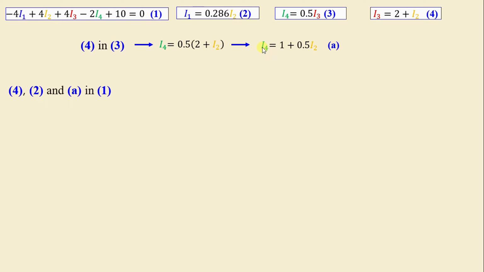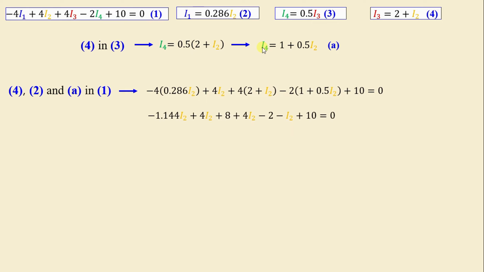Let's move on now by substituting equations 4, 2 and A in equation 1. We derive one equation in terms of I2. If I continue simplifying this equation, we obtain -1.144 I2 + 4I2 + 8 + 4I2 - 2 - I2 + 10 = 0.